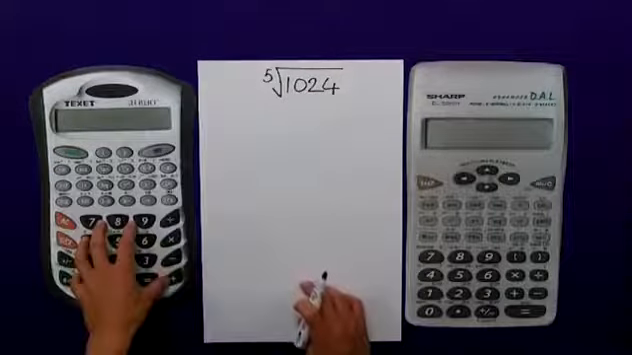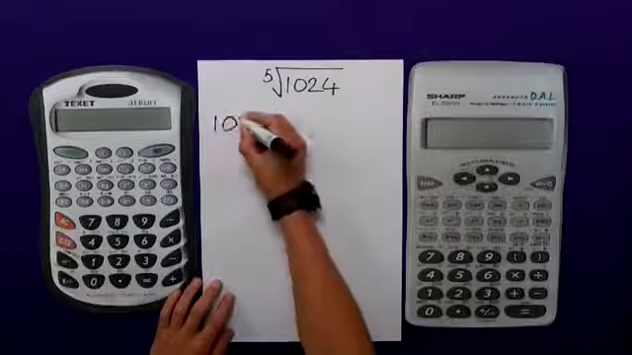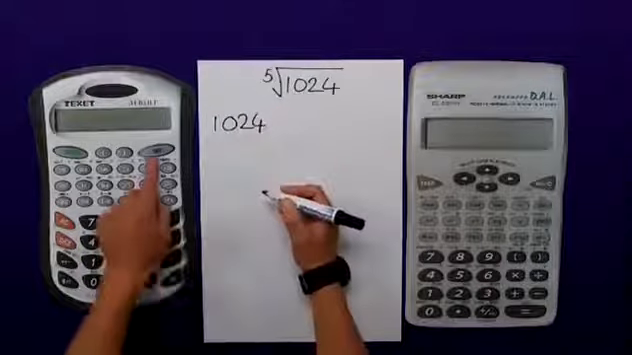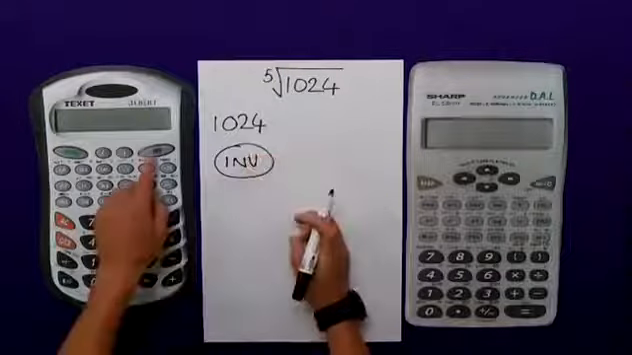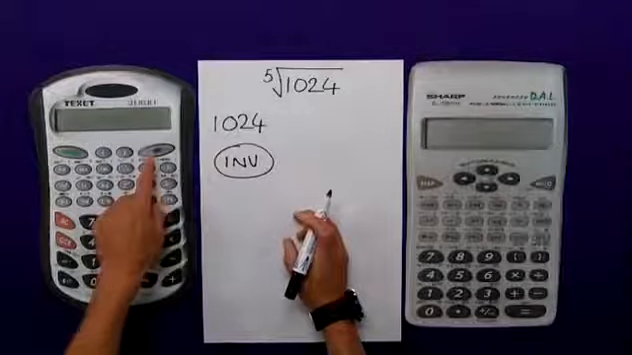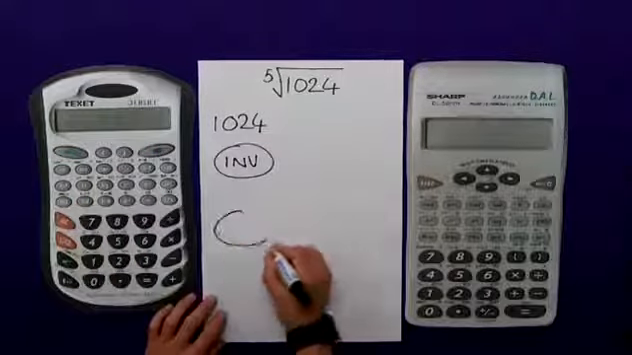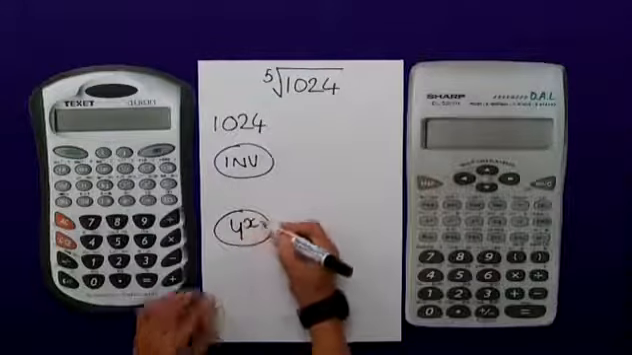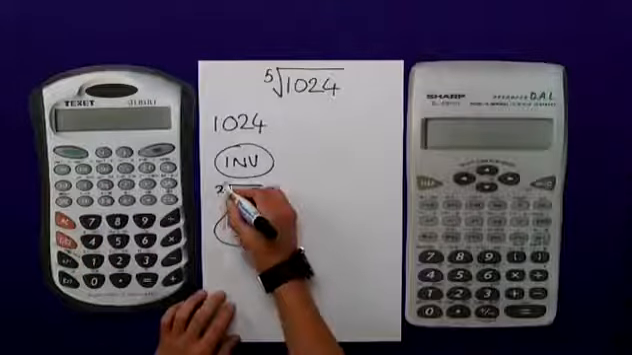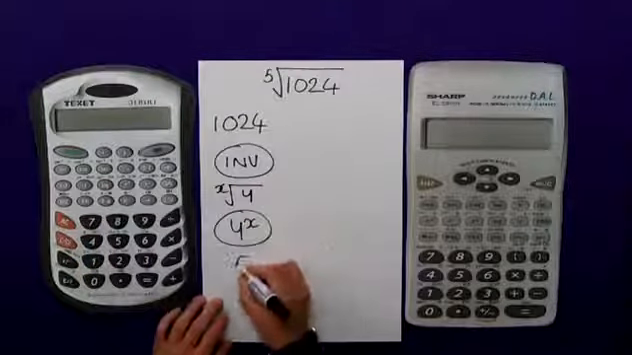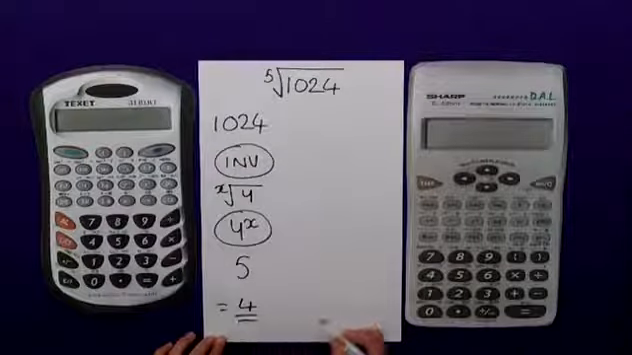The calculator on the left, I'd start by typing in 1024. I'd then press the inverse button. Now on here it's actually purple in writing, which refers to the purple sections just above the button. I then press the y to the x button, but I'm not referring to y to the x, it's the bit above there, which is actually the xth root. I then type in 5, I press my equals, and that will give me an answer of 4.